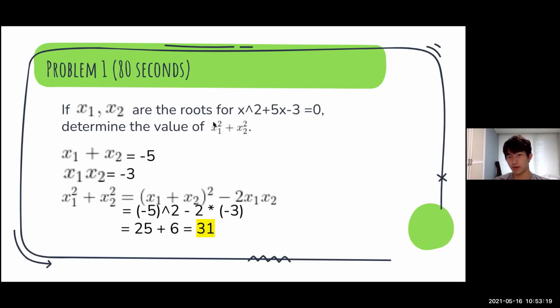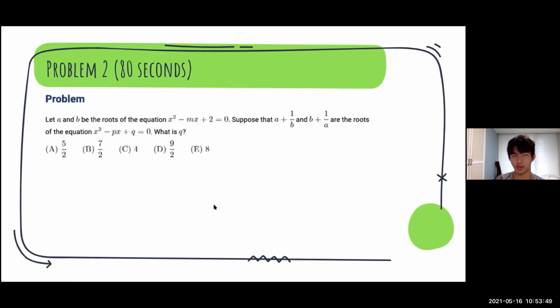And since we're finding x1 squared plus x2 squared, we use this identity: (x1 plus x2) squared minus 2 x1 x2 equals x1 squared plus x2 squared. And when we plug in the numbers here, this overall equals 31.